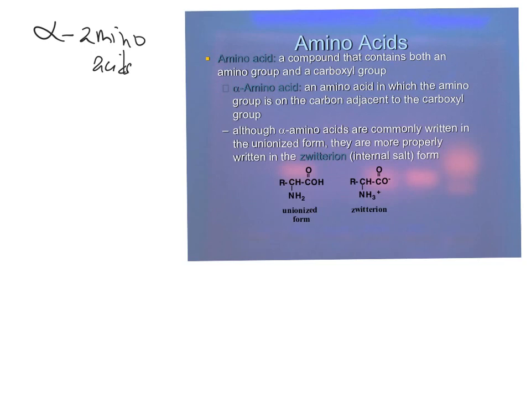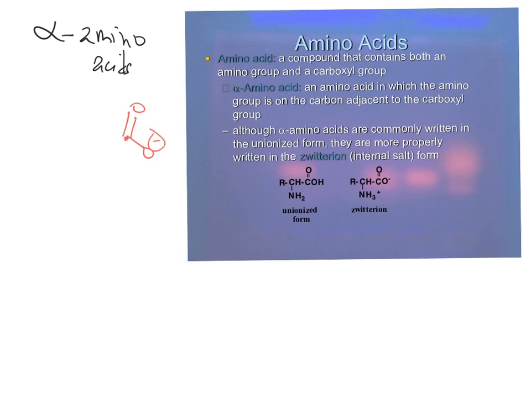And what does alpha mean? Well, it's just a locant of sorts. Whenever I taught organic chemistry, I would say that whatever carbon we're talking about, alpha means one away from the carbon that gets the top priority, which for amino acids is going to be the carboxylic acid. And so I call it the ground zero carbon.